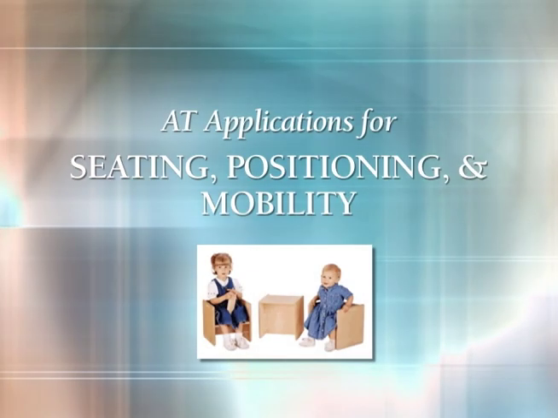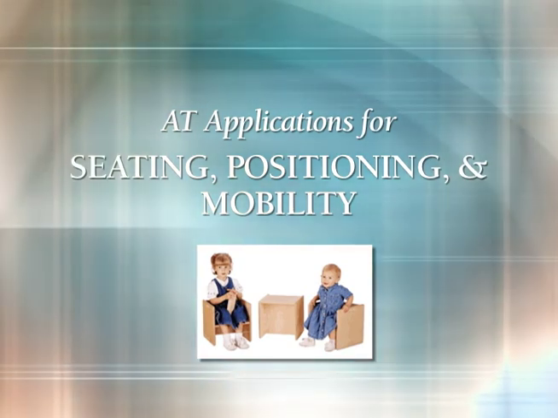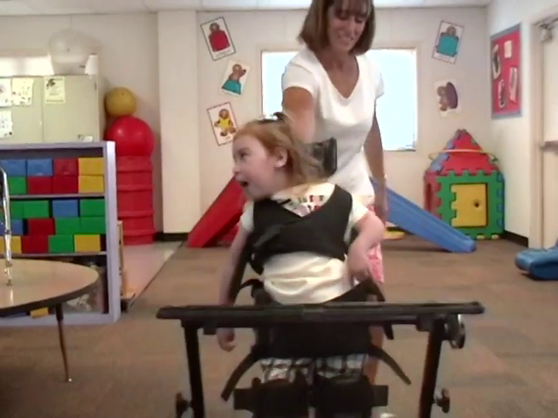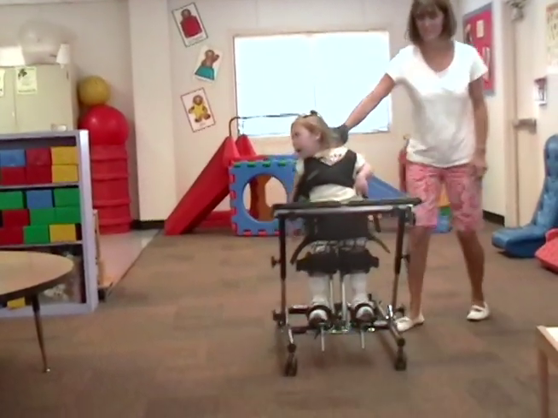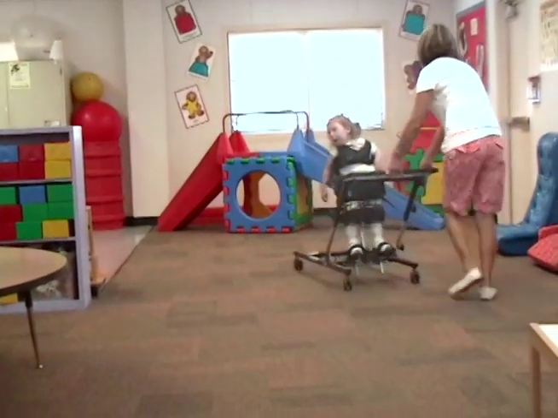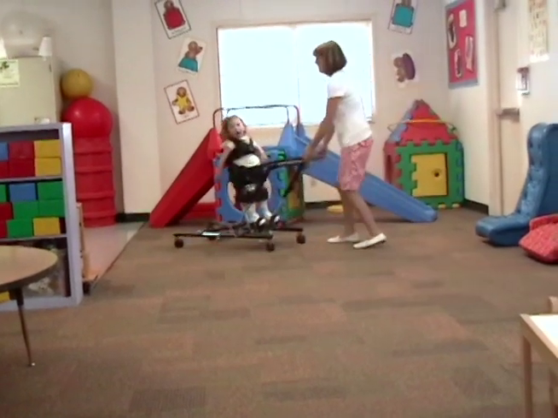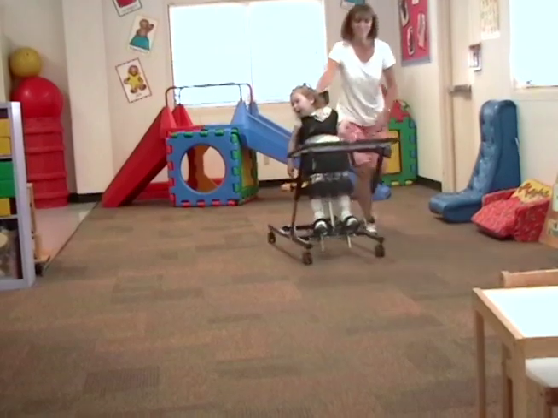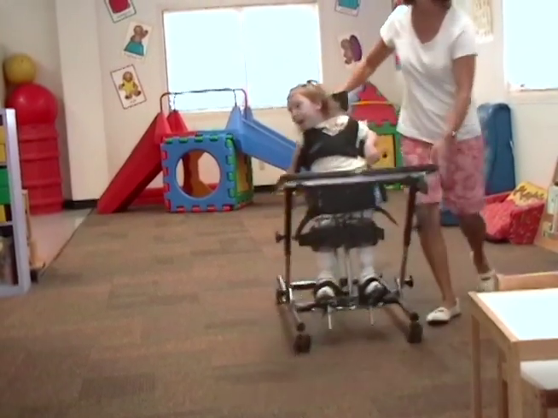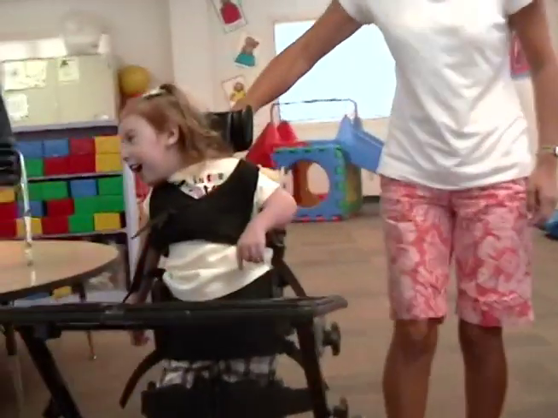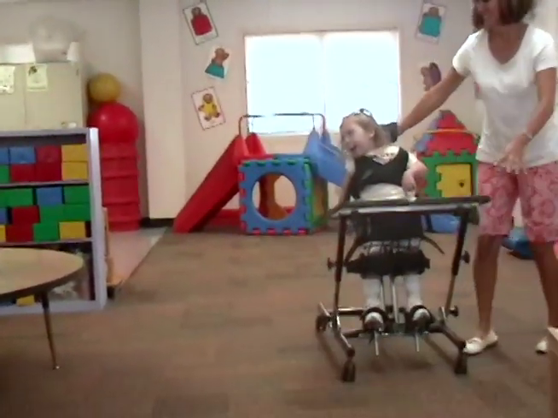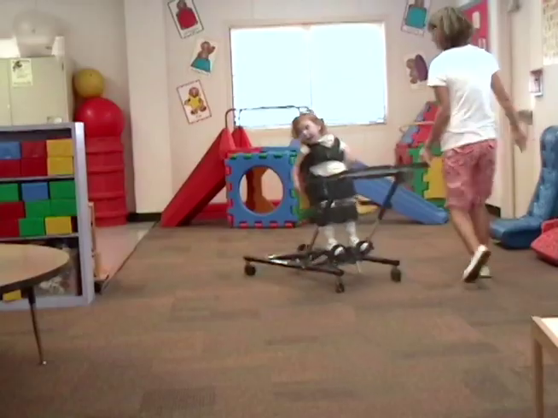Here are some AT strategies for seating, positioning, and mobility. This student's upright positioning is supported by a stander. It is important to consider various positions for children with orthopedic challenges as they engage in daily activities. In this video, the back and forth movement in the upright position is calming, and she can simultaneously interact socially in a meaningful way with those in her environment. This student is better able to participate in functional academic tasks once she is calm and alert and appropriately positioned.